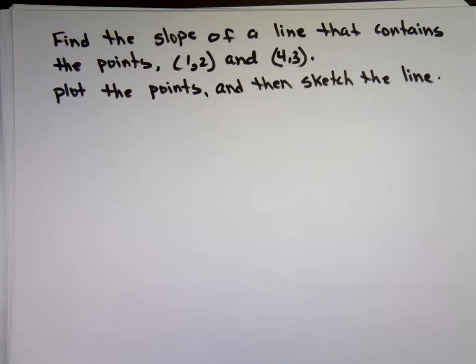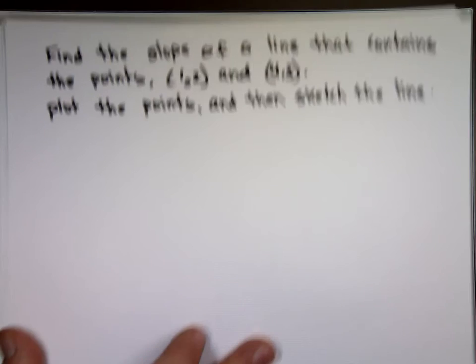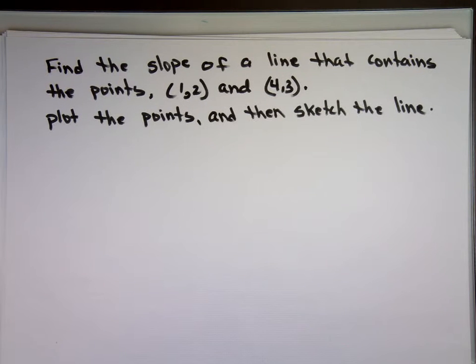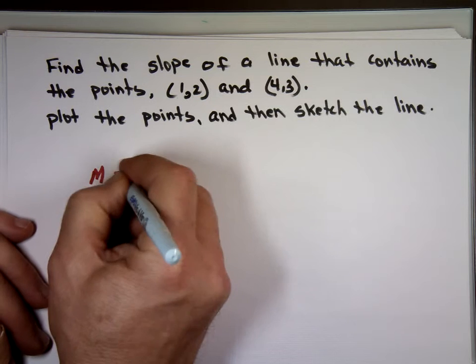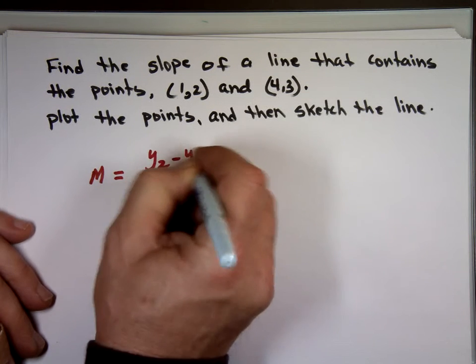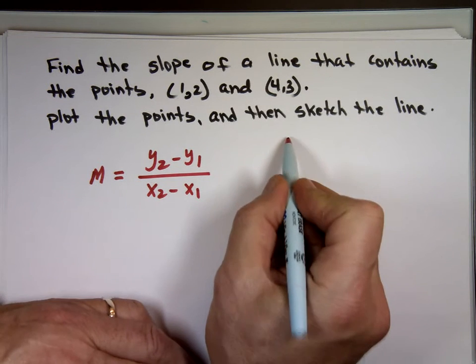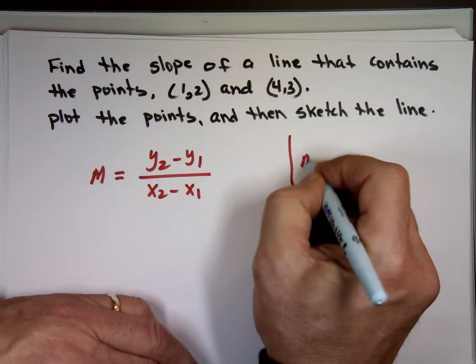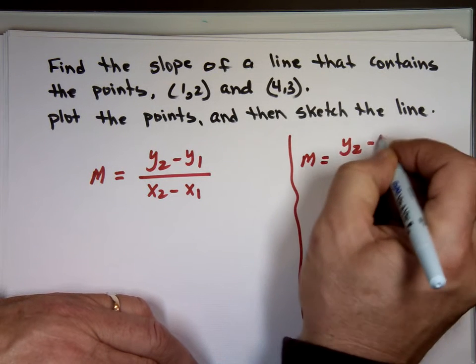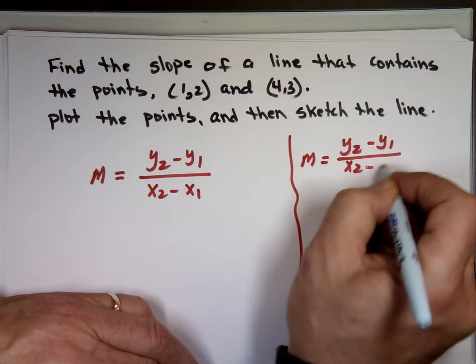So this is my question. Find the slope of a line that contains the points 1, 2 and 4, 3. Plot the points and then sketch the line. So in this case, does it matter which one we use as y2? Correct. Definition of slope, if you know 2 points, it's y2 minus y1 over x2 minus x1. I'll do them both ways just to show you. It doesn't really matter. Here we go. That's what I'm going to use.